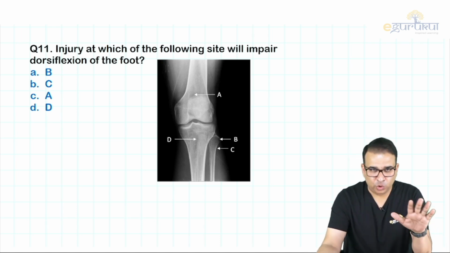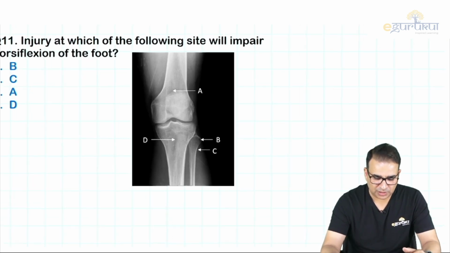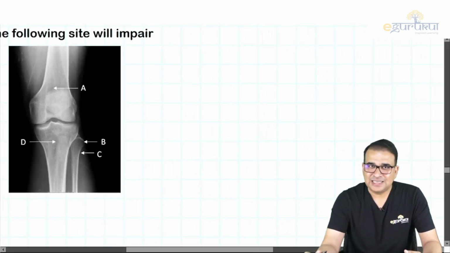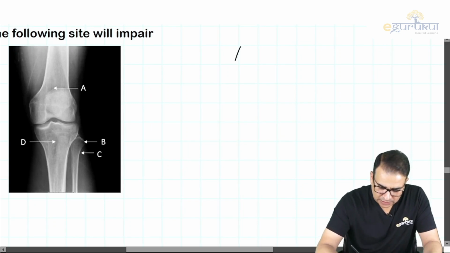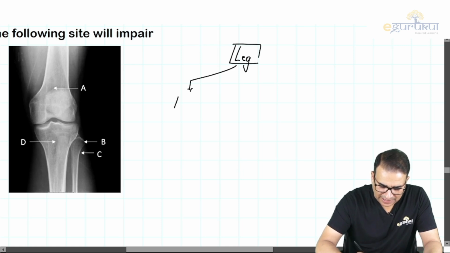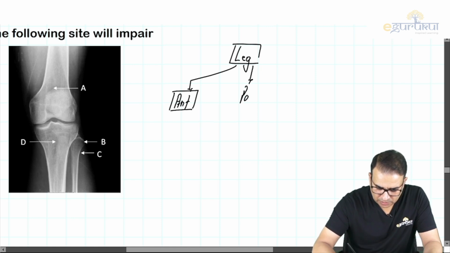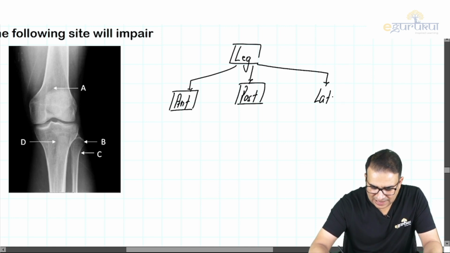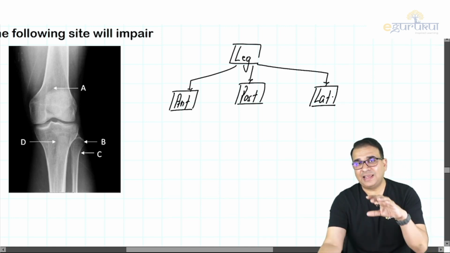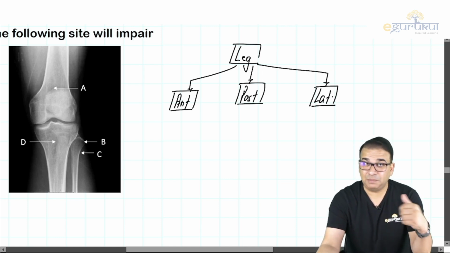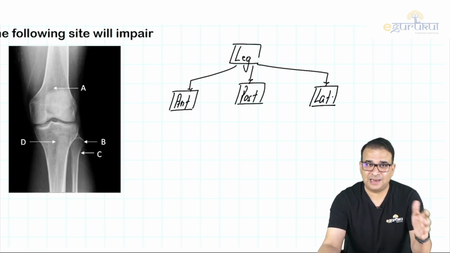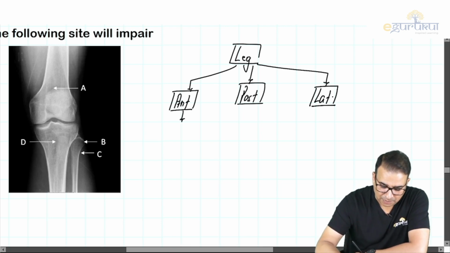Now, first of all, before we go to the options, just understand that the leg has three compartments. The anterior compartment of the leg, the posterior compartment, the calf muscle, and then the lateral compartment. Unlike the thigh, where we have anterior, posterior and medial compartments, the leg has anterior, posterior and lateral compartments. Anterior compartment muscles are the dorsiflexors.